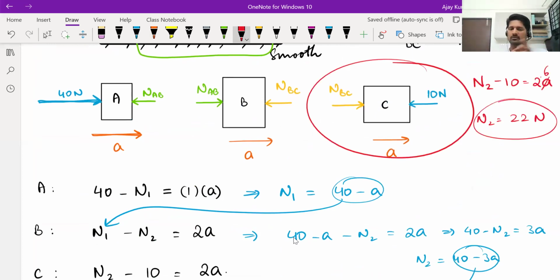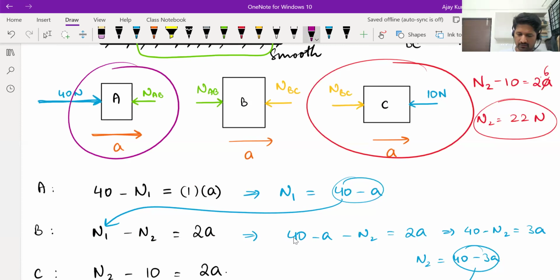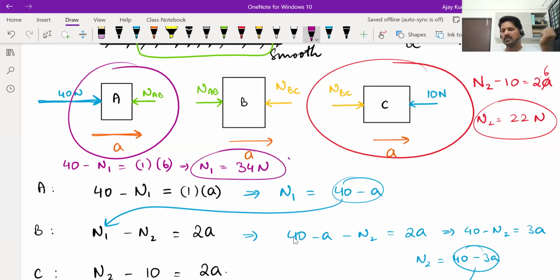Suppose you want to find the other normal force also. Write the equation for A. For A, if you write the equation, 40 minus N1 is its mass multiplied with acceleration. That's all. So N1 becomes 40 minus 6, that is 34 Newtons. Once you get the acceleration, you can tell the forces. I mean, you can calculate the forces.